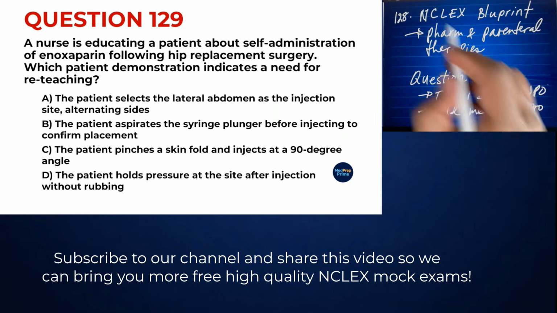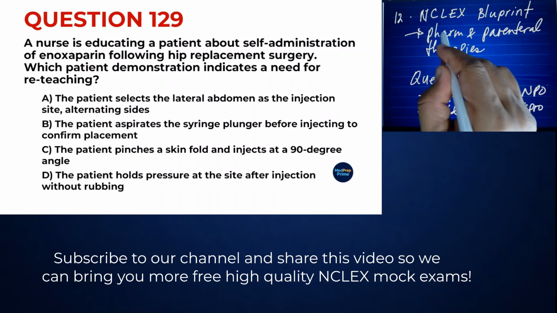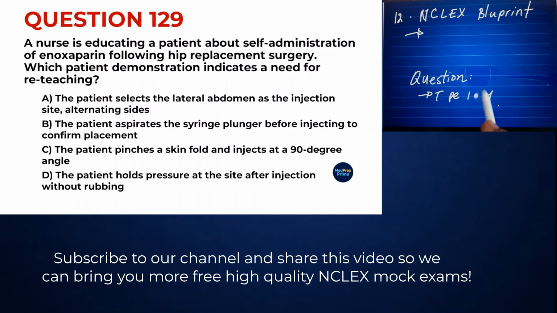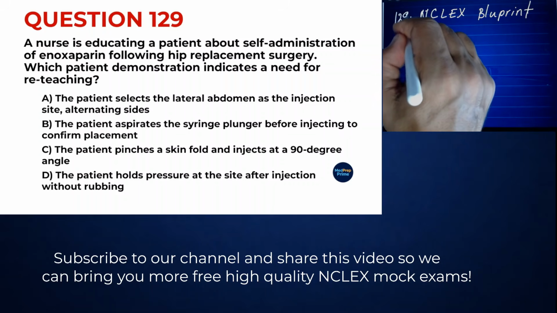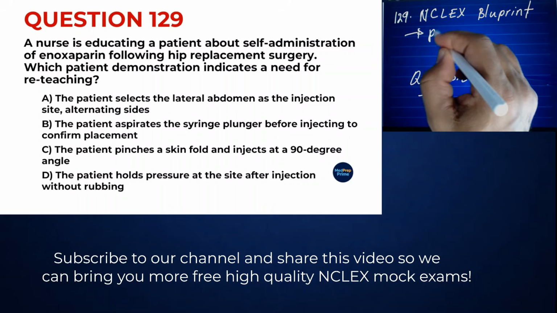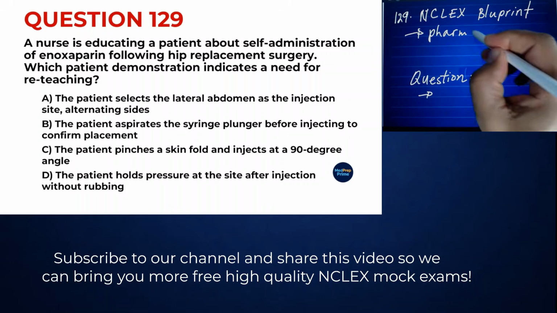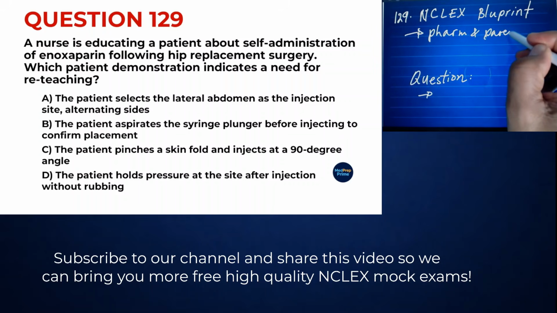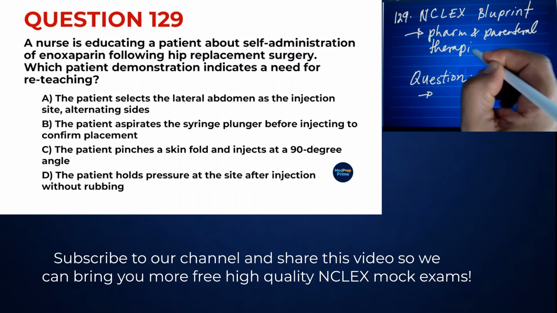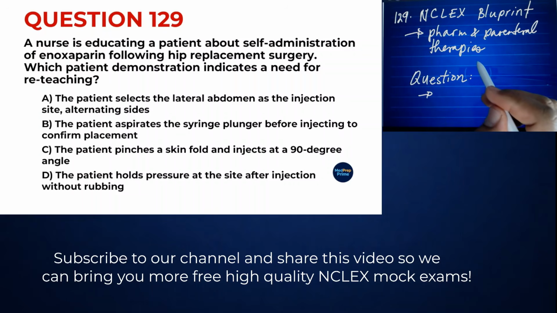A nurse is educating a patient about self-administration of enoxaparin following hip replacement surgery. Which patient demonstration indicates a need for reteaching? Option A. The patient selects the lateral abdomen as the injection site, alternating sides. Option B. The patient aspirates the syringe plunger before injecting to confirm placement. Option C. The patient pinches a skin fold and injects at a 90-degree angle. Option D. The patient holds pressure at the site after injection without rubbing.